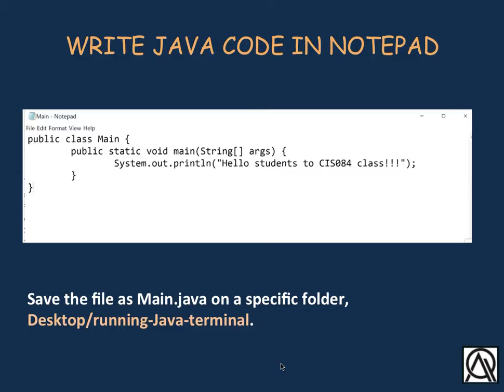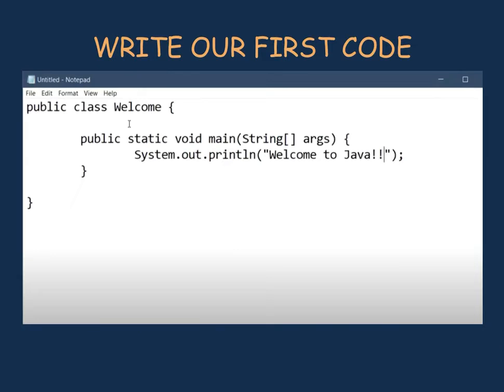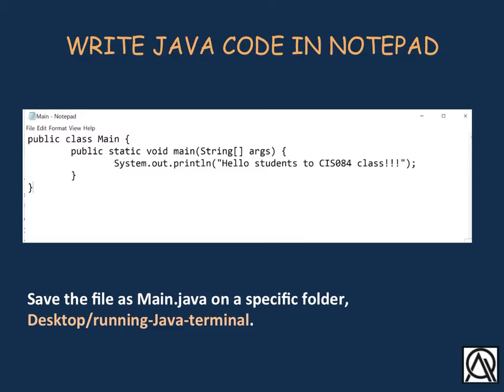Now, why are we calling it main.java? The name of the file should be the same as the name of the class. You can change the name of the class to any name you want, but you should make sure the name of the file is the same as the name of the class. And it should be .java in order to compile this file, because we can only compile Java files.